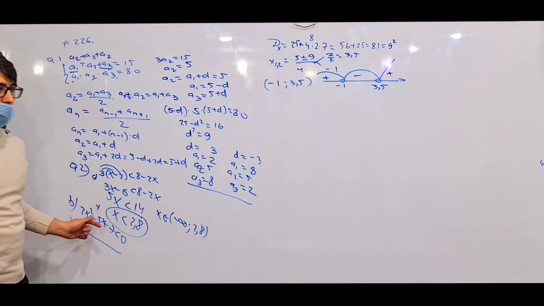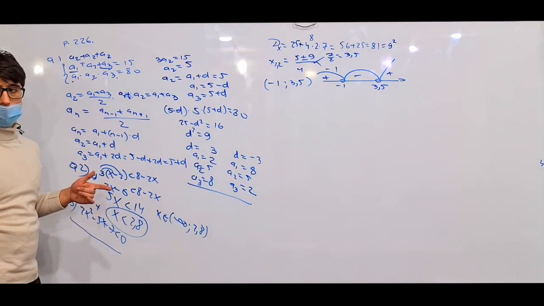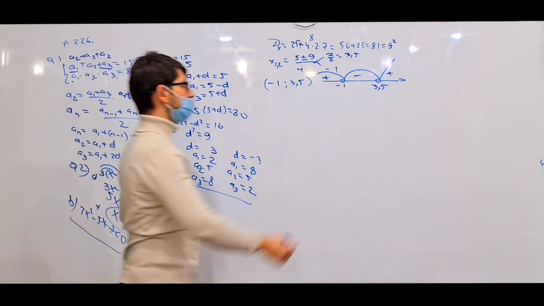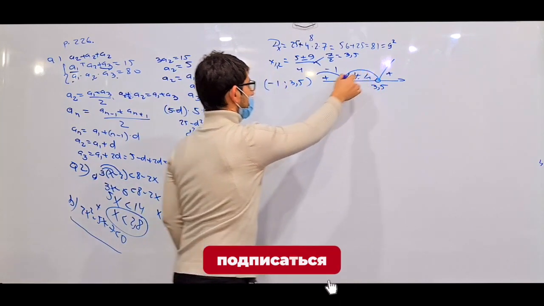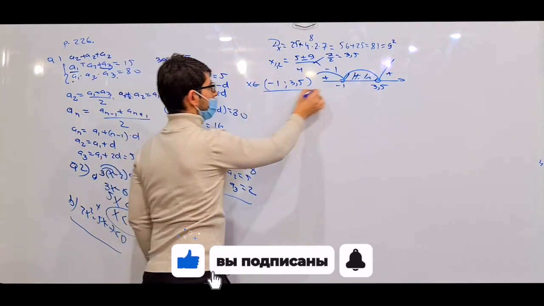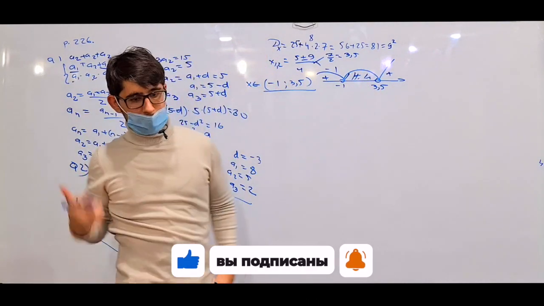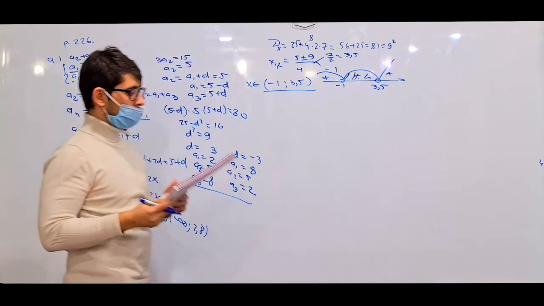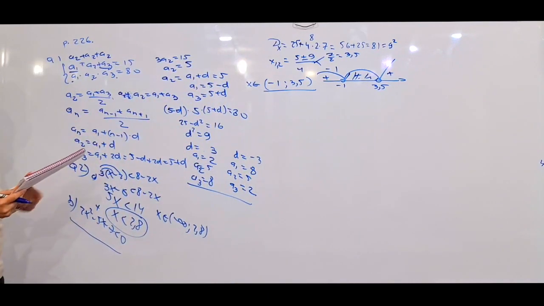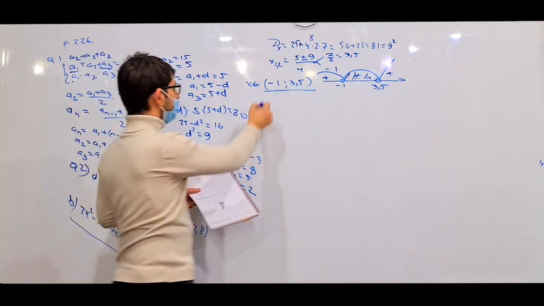Which number is less than 0? Negative number or positive number? Negative, of course. So this is the interval that we are looking for. X can take any value from this interval to satisfy this inequality, okay? This was B part. Now let's turn to C part.